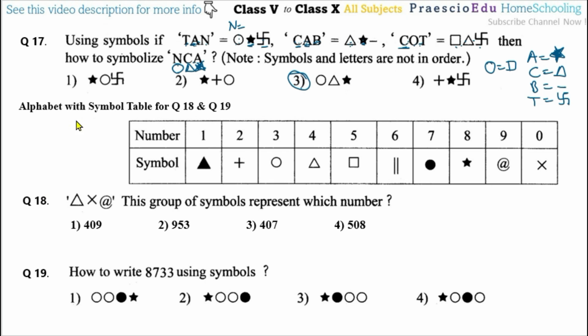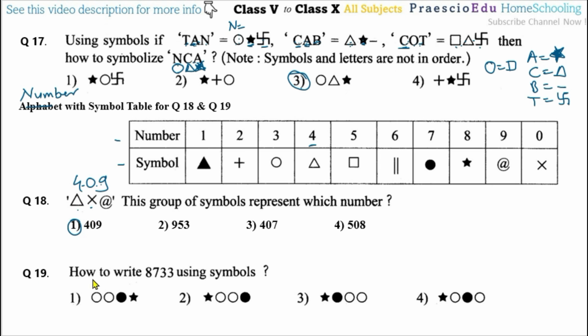Now alphabet with symbol table for questions 18 and 19. Numbers and symbols are given. Sorry, this is not alphabet, this is numbers. Question number 18: triangle, then these cross signs. Triangle means 4, cross sign means 0, and the at-the-rate sign means 9. So 409 means option number 1 is the correct one.